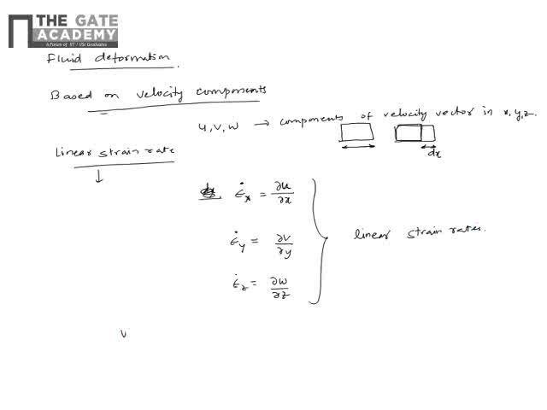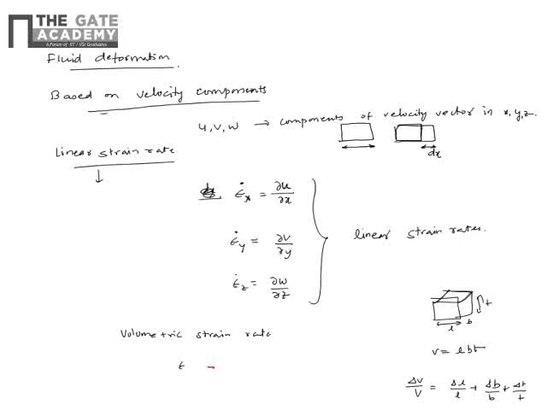Now, the volumetric strain rate. If I take a fluid element with length l, breadth b and thickness t, and find the change in volume per unit volume, it comes out to the change in length per unit length, plus change in width per unit width, plus change in thickness per unit thickness. So the volumetric strain rate is basically the sum of the linear strain rates.